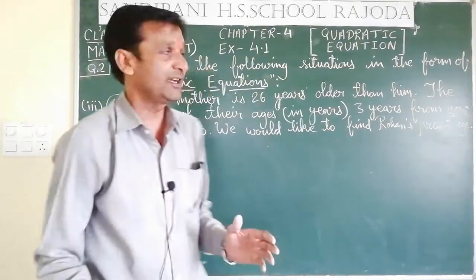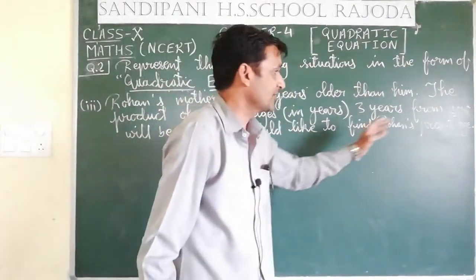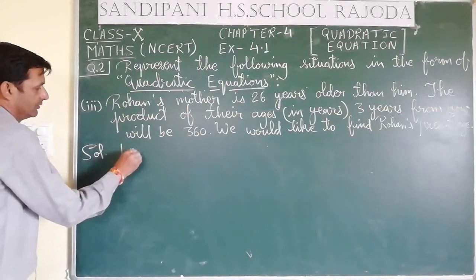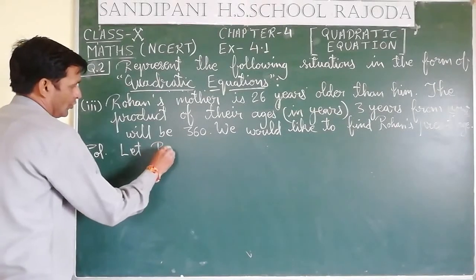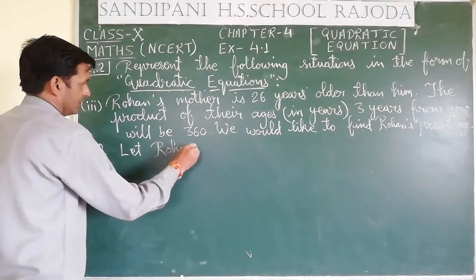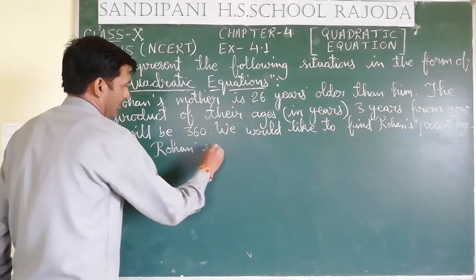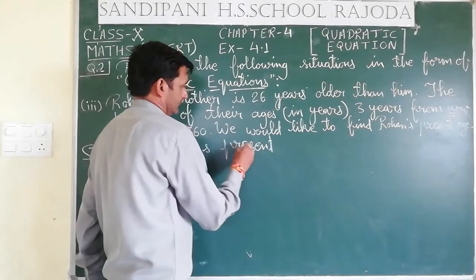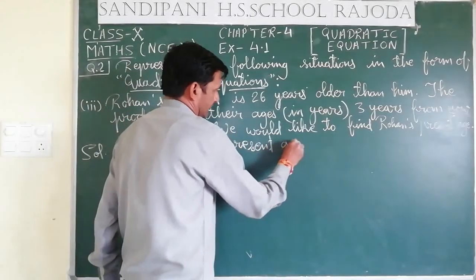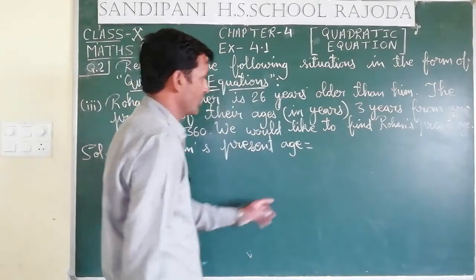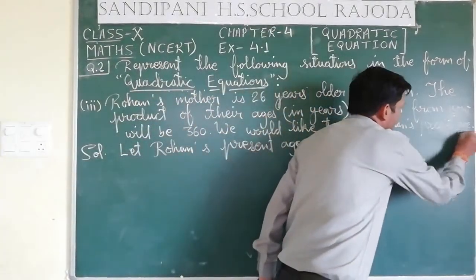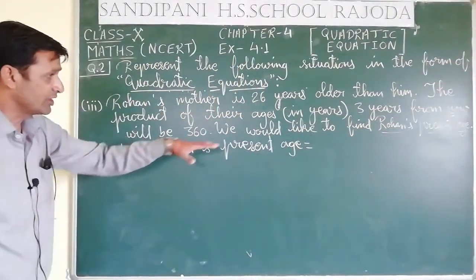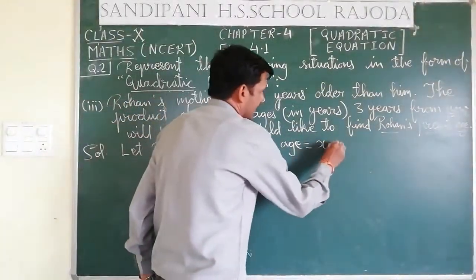So let present age of Rohan, or let Rohan's present age. In solution we have to mention let Rohan's present age. Why is it so? Because we need to find Rohan's present age, and 3 years from now, that I will explain you later. Let Rohan's present age is equal to x years.